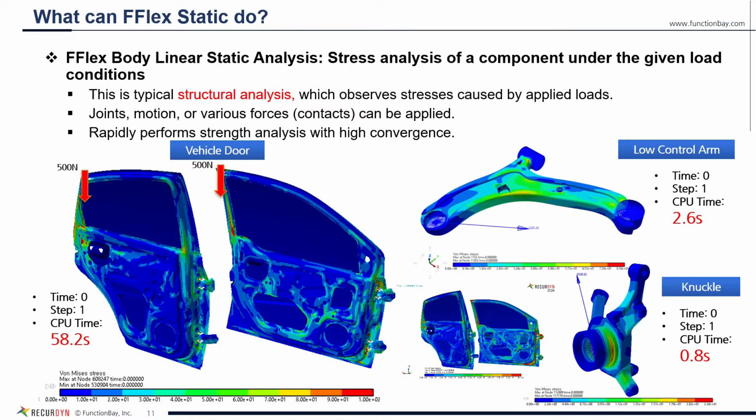So, what can you achieve with F-flex static? The first application is general structural strength analysis through static analysis. Here, you can see the vehicle door, lower control arm, and the knuckle. As you can see, the static analysis results can be obtained within just a few seconds. In this model, it took 58 seconds, but for the lower control arm, it took just 2.6 seconds, and for the knuckle, 0.8 seconds.